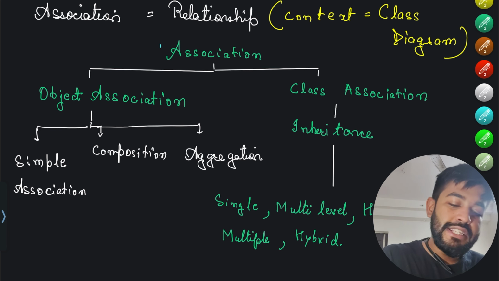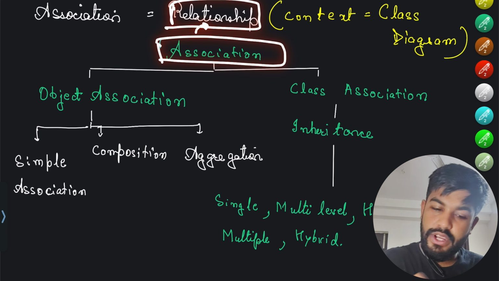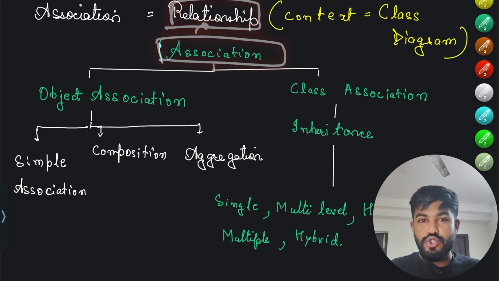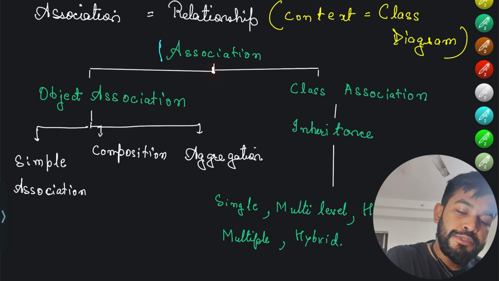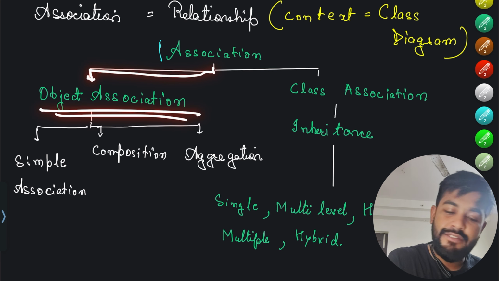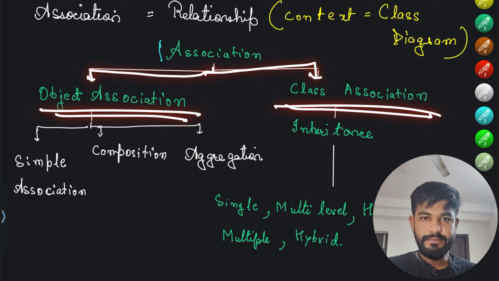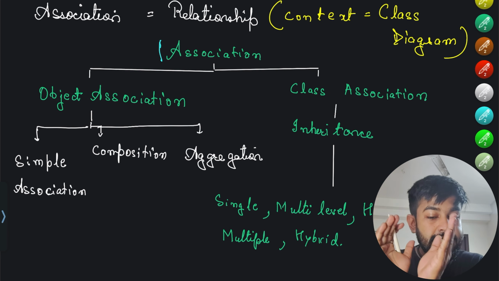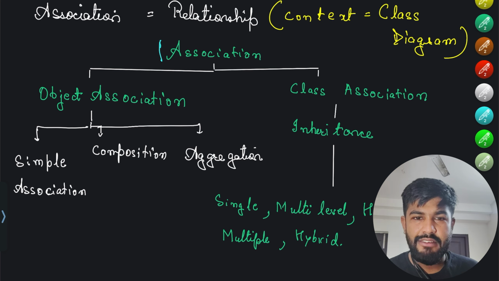So what is basically association? Association you can think of as nothing but a relationship. Okay, so now there are two ways to form a relationship in a class diagram. One is that the objects made out of the classes would have a relationship. The other is that the classes themselves would have some relationships. Okay, so let's discuss class relationships first. So see, two classes have a relationship with each other. What kind of relationship can it have?